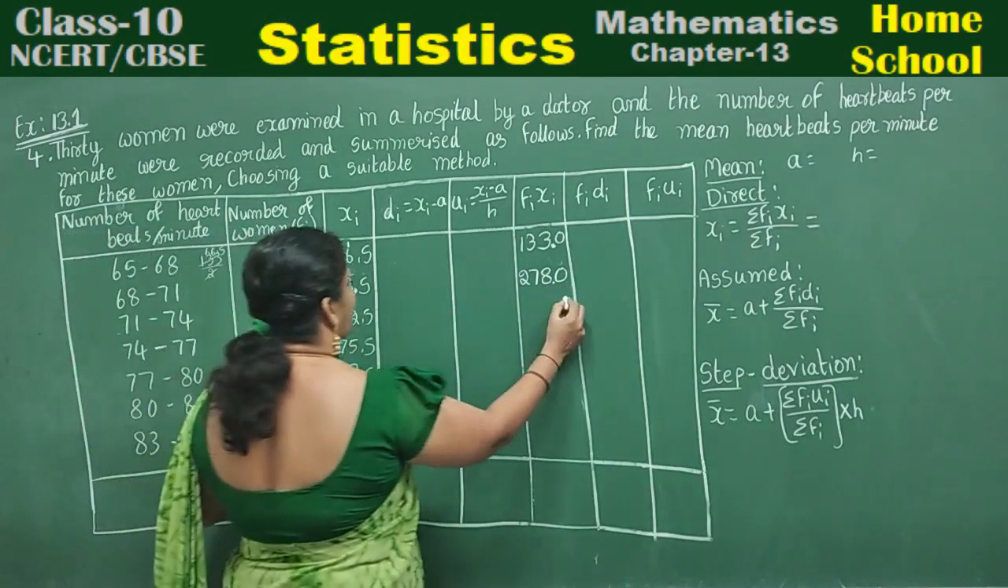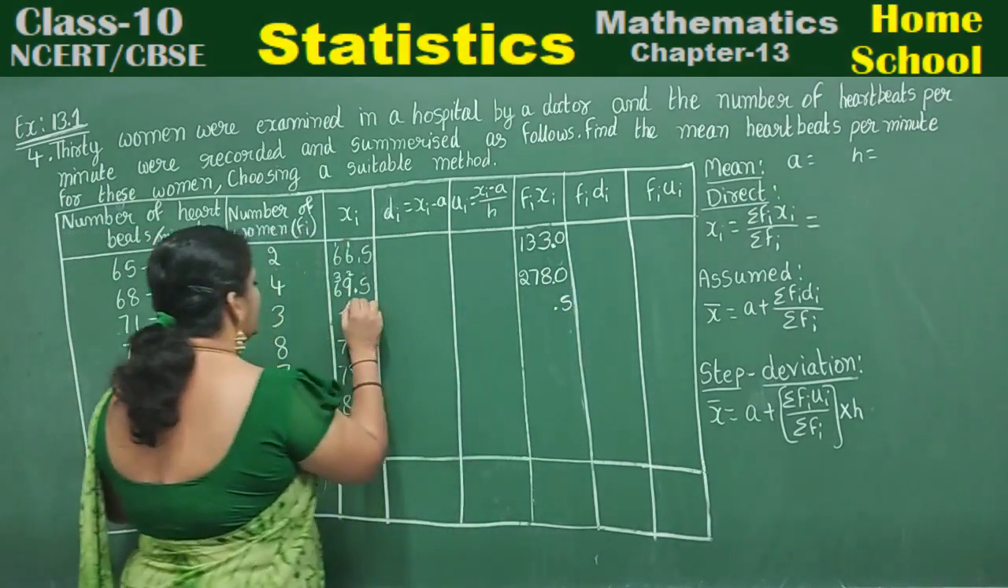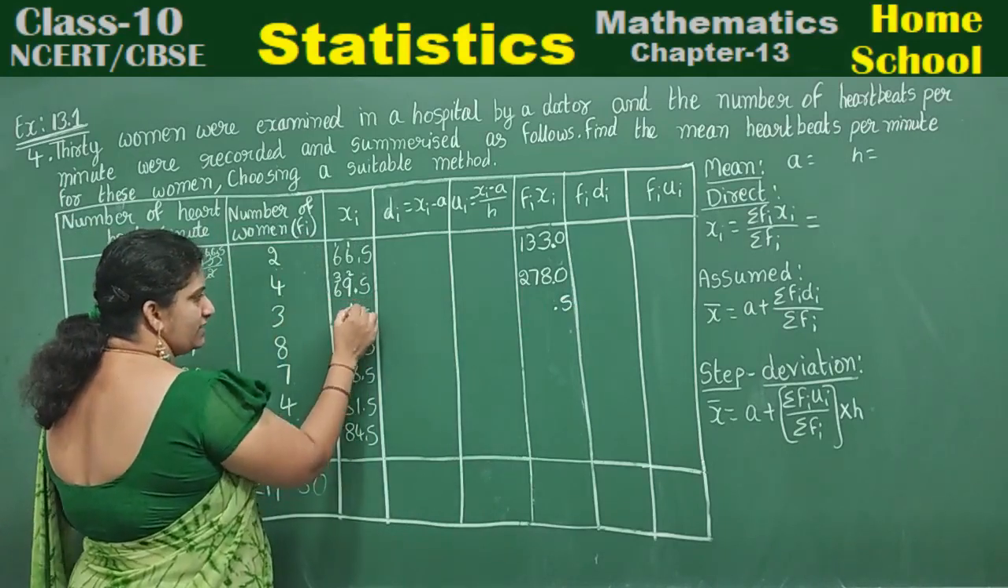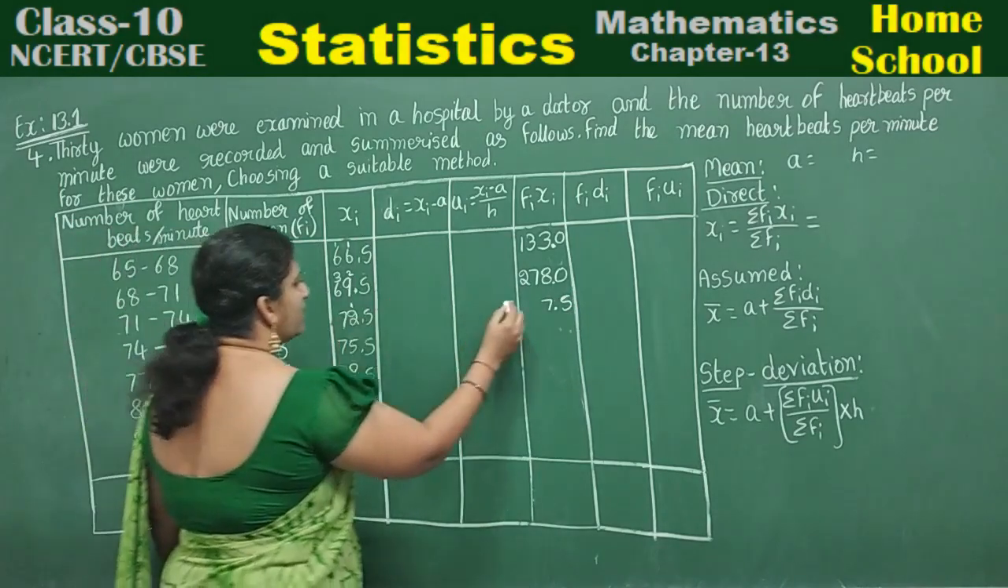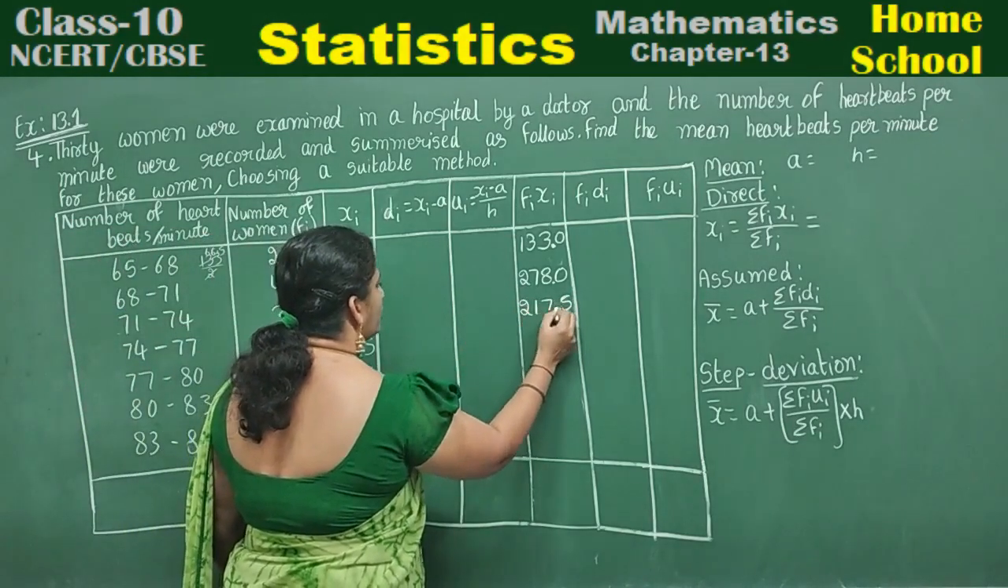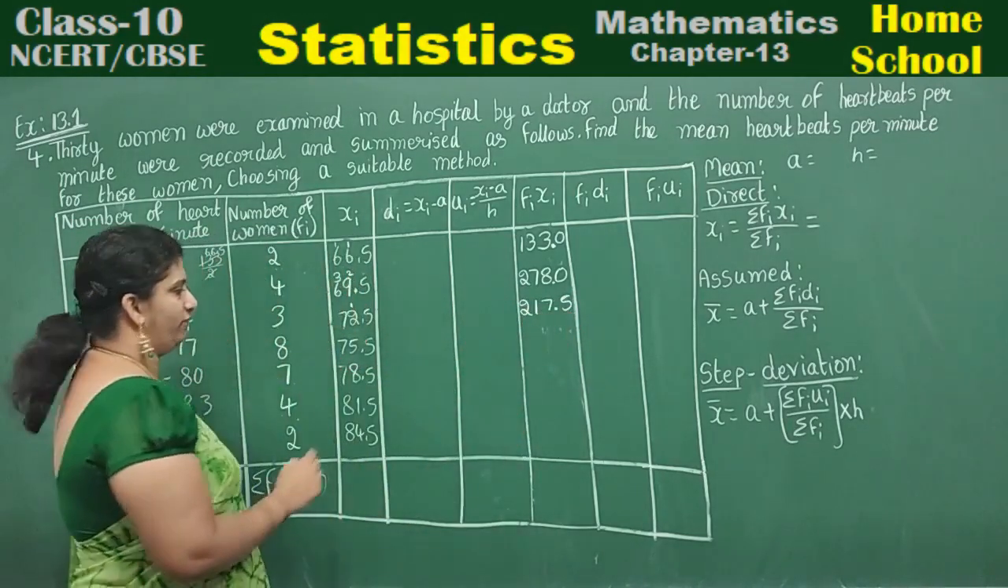Next, 3 into 72.5. 3 5s are 15. 1 here. 3 2s are 6. 6 plus 1, 7. 3 7s are 21. 2 to 217.5.